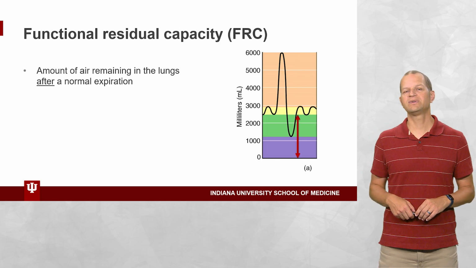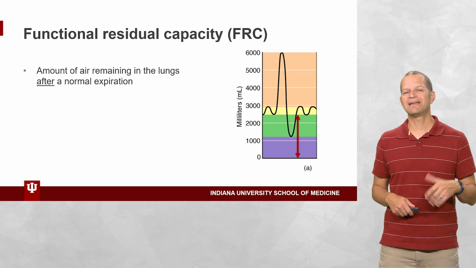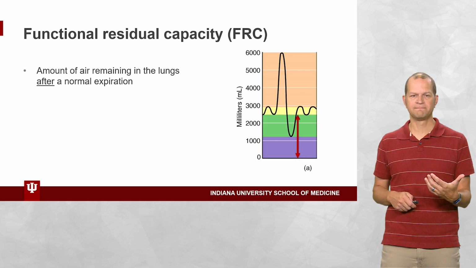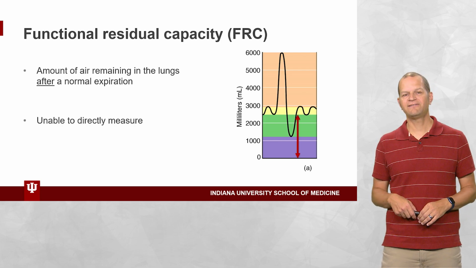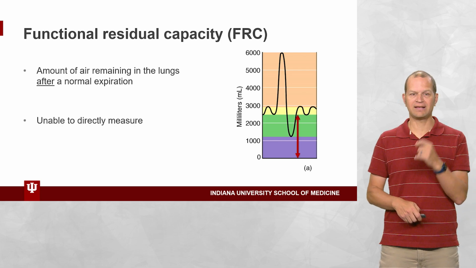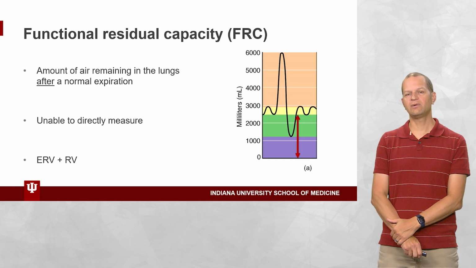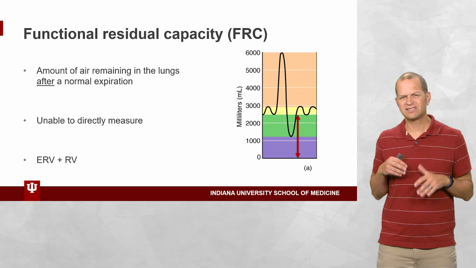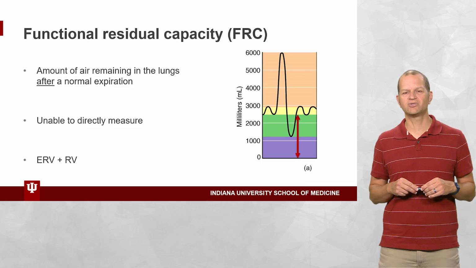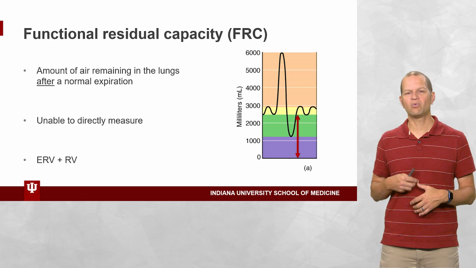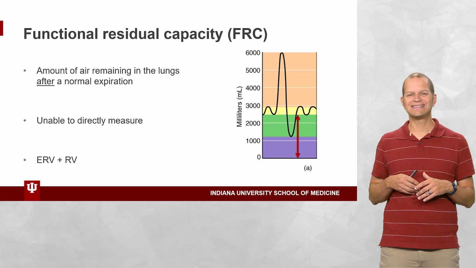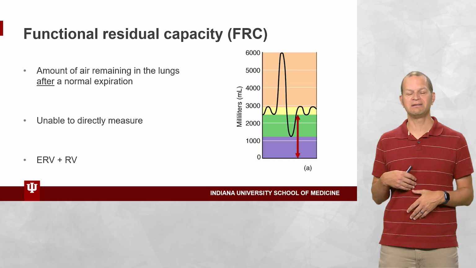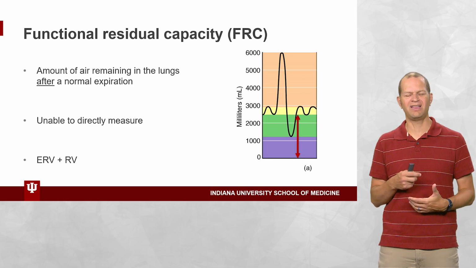Then we've got functional residual capacity. So this is the amount of air that's in your lungs after you've finished breathing out normally. Okay, because it involves residual volume, we're unable to directly measure. The mathematical formula would be expiratory reserve volume plus residual volume. One other thing that's really important to know about functional residual capacity is that's the point where the recoil of the lungs is equal to the expansion of the ribs. That's why we breathe to that point. If you just think about it for a minute, you don't feel a lot of pressure at the end of a normal breath out.